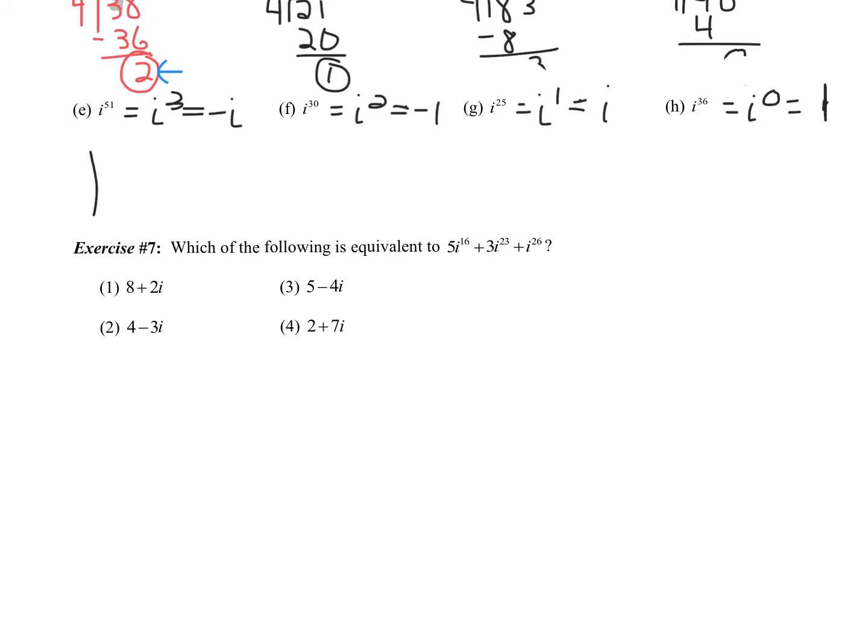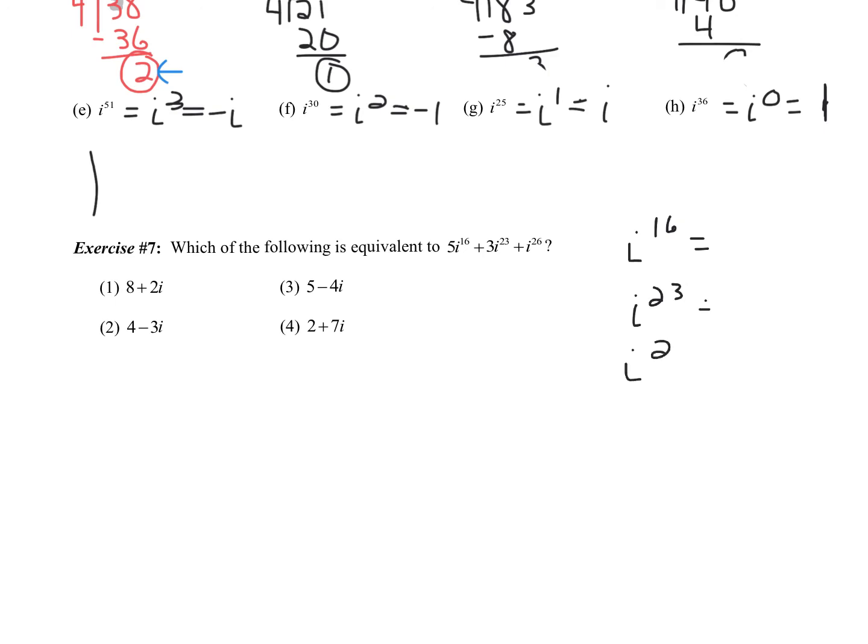So here I have 5i to the 16th plus 3i to the 23rd plus i to the 26th. So remember, other than when we simplify with those exponents, we can think of i as x in terms of the way it behaves. So I can't add these together because my exponents don't match. If I had x to the 16th plus x to the 23rd, we couldn't add those together, so I can't add together here. So what I'm going to do is on the side, I need to simplify each of those powers of i like we did up top.